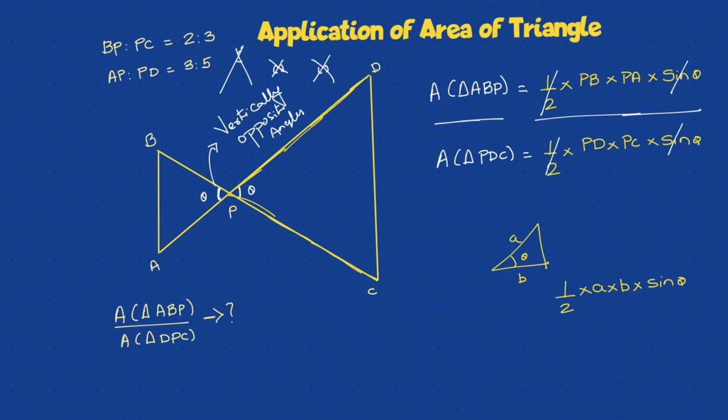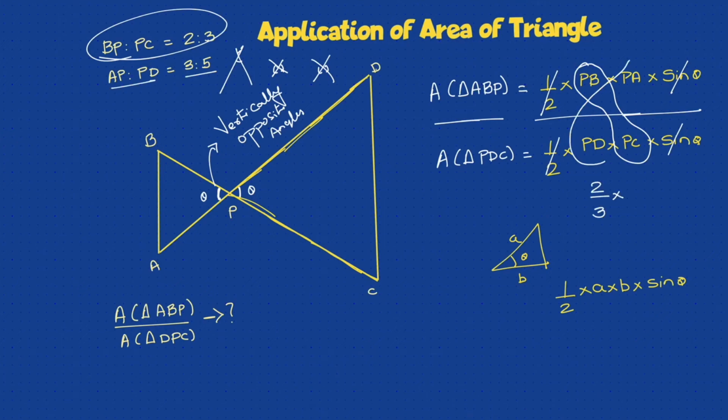So what will happen if I take the ratio? Half and sine theta get cancelled. What am I left with right now? PB upon PC. What is BP upon PC? It is nothing but 2/3, so write it there. Then AP upon PD, which is PA upon PD, is 3/5. So write it there.